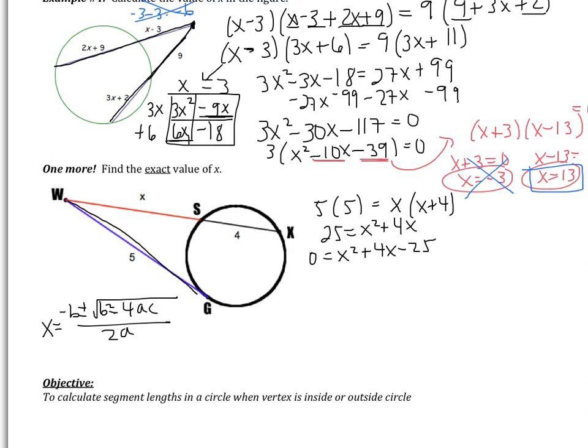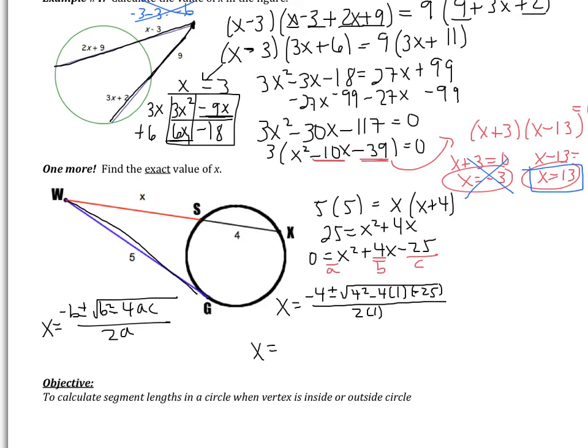So b is what's in front of the x term, a is what's in front of x squared, and c is the last term. So in this case, if b is 4, the opposite of b then is going to be negative 4, plus or minus the square root of b squared, so 4 squared minus 4 times a times c, all over 2a. In front of the x squared, there's not a number, so it's understood to be a 1.